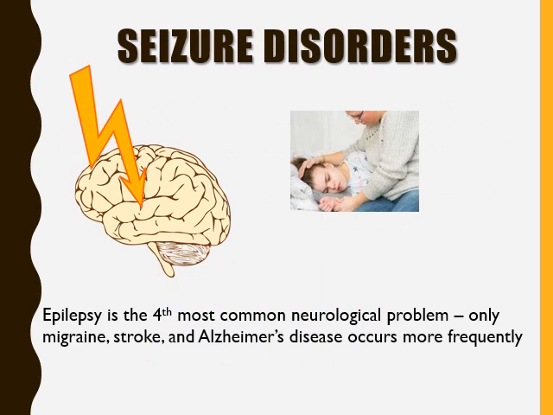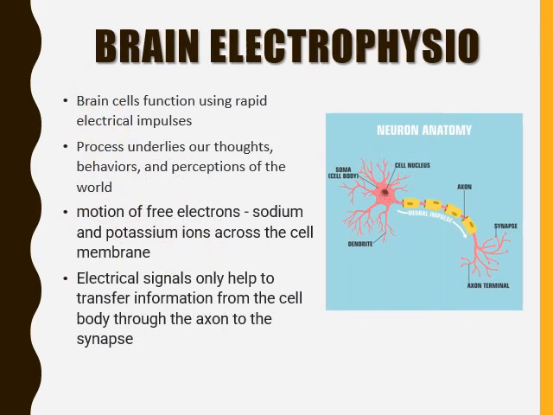So let's leave Alzheimer's and let's go to something slightly different, but still having to do with the brain and the chemical compounds of the brain. Seizure disorders. Okay, so epilepsy is the fourth most common neurological problem. Only migraine, stroke, and Alzheimer's disease actually occur more frequently. So what are we looking at?